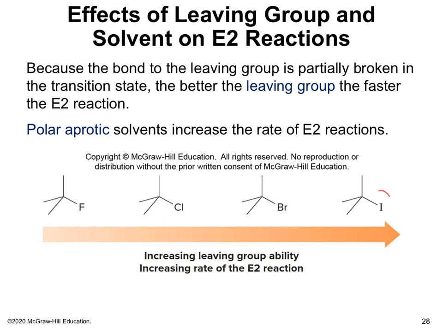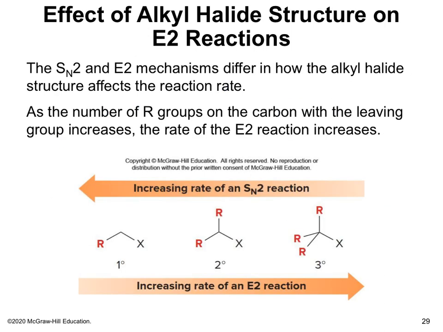Okay, so for the leaving groups, the better the leaving group, the better, which is no different than your substitution. It's also going to be a faster reaction if you use polar aprotic solvents. Now this is different: a tertiary alkyl halide will be your fastest substrate in an E2 reaction.